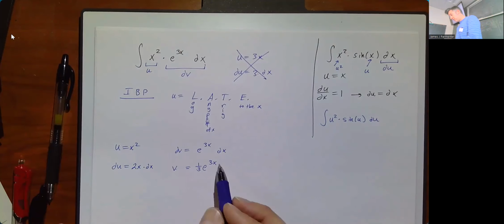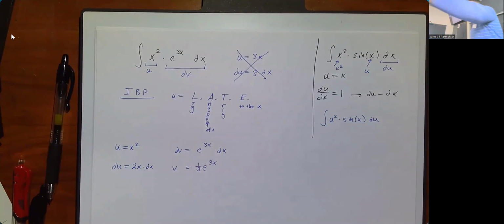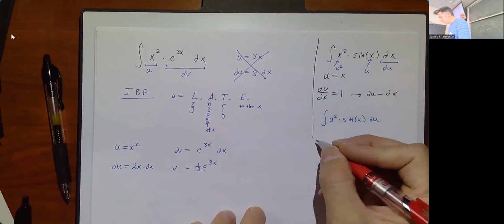Also, if you took the derivative of this, the derivative of e to the 3x is e to the 3x times 3. And the 3 and the 1/3 would cancel, getting us back to e to the 3x. Questions about that particular thing? I'm happy to say more about it. I'm going to say more anyway. So here's what I'm really saying.